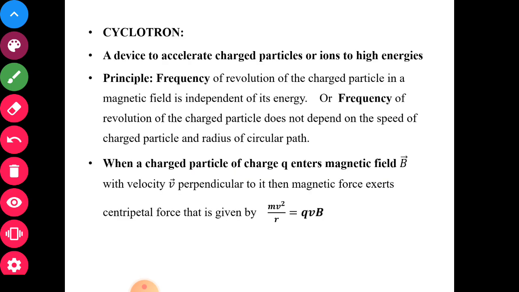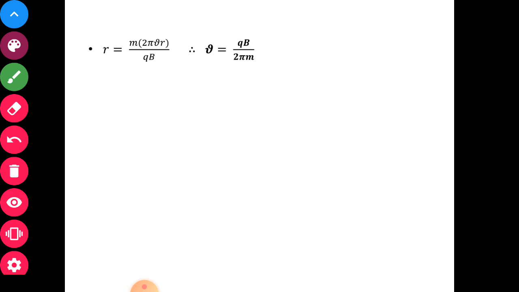See here we talked about this. Frequency of revolution of charged particle does not depend on the speed of charged particle, and it is also independent of radius of circular path. So you can see that there is no term which contains speed in this equation, and this equation also does not contain radius.